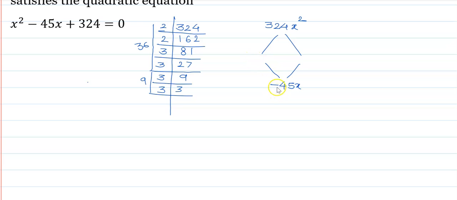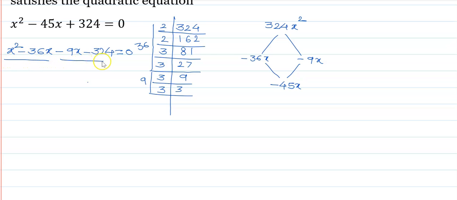But we have a minus, and therefore here we take minus 36x and minus 9x. And therefore here we write x square minus 36x minus 9x plus 324, and that equals 0.